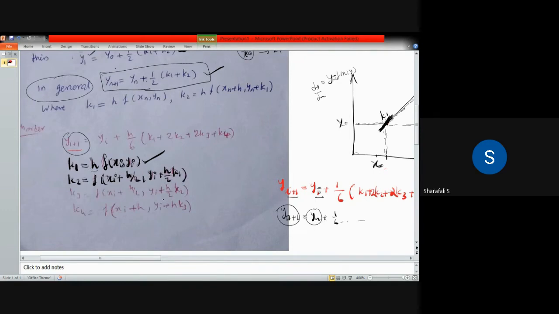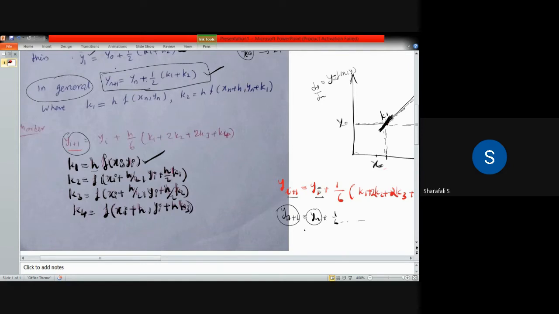This is the equation for k2, and k3 will be equal to f of xi, that is the known point, plus h by 2 comma yi plus h by 2 k2, and k4 will be equal to f of xi plus h comma yi plus h into k3.